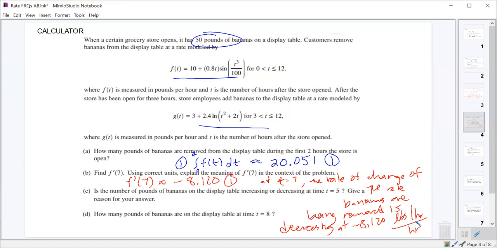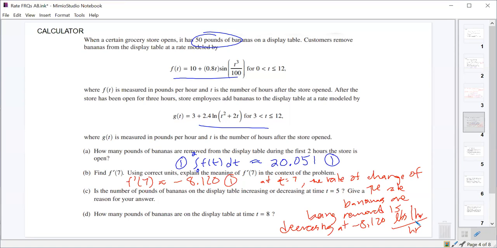Pounds per hour is your rate, and then we're taking a second derivative of that, so that's by time again, pounds per hour. And so we say the rate of change at which the rate they're being removed is slowing down. They're being removed less quickly at t equals 7. Does that make sense? If I just said that that number was the acceleration at which bananas are removed, would that get the point, or would I need this more thorough explanation?